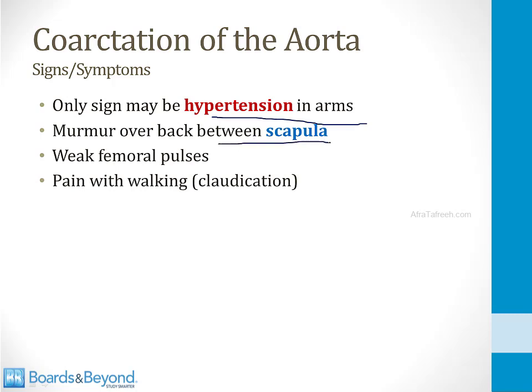If you ever see a board question describing a murmur in the back between the scapula, they are probably talking about coarctation. There can be weak femoral pulses, as I described before, and then in rare situations, patients can develop pain with walking. This is claudication, and this occurs because there's poor blood flow in the lower extremities, and therefore the legs become ischemic with exercise.